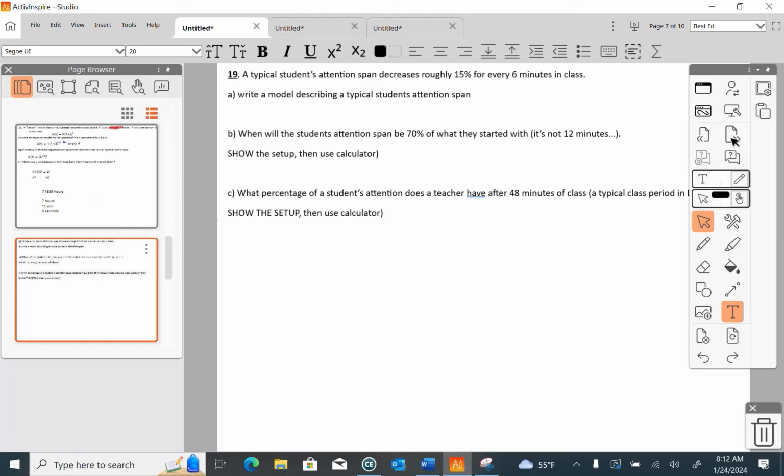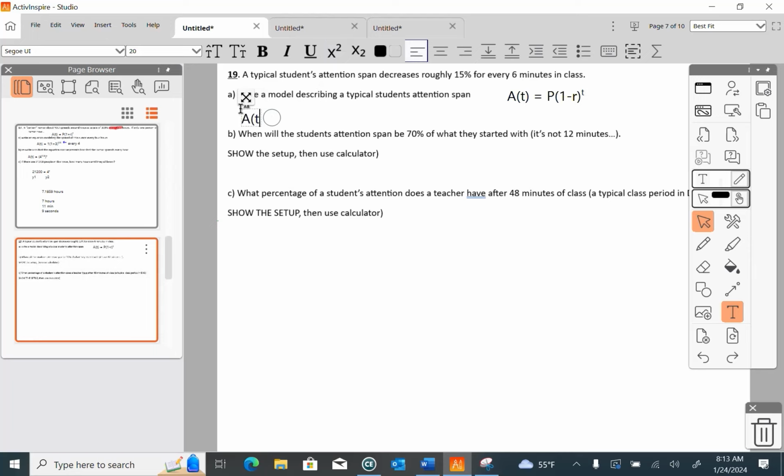Number 19. A typical student's attention span decreases roughly 15% for every 6 minutes in class. Write a model that describes the student's attention span. We are decreasing, therefore we are decaying. After time passes, we must have the principal times 1 minus r raised to the t. That's the idea. That's what we're plugging into.